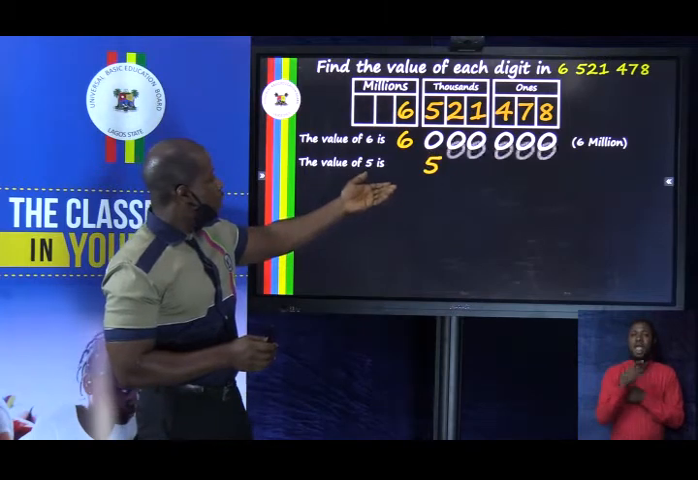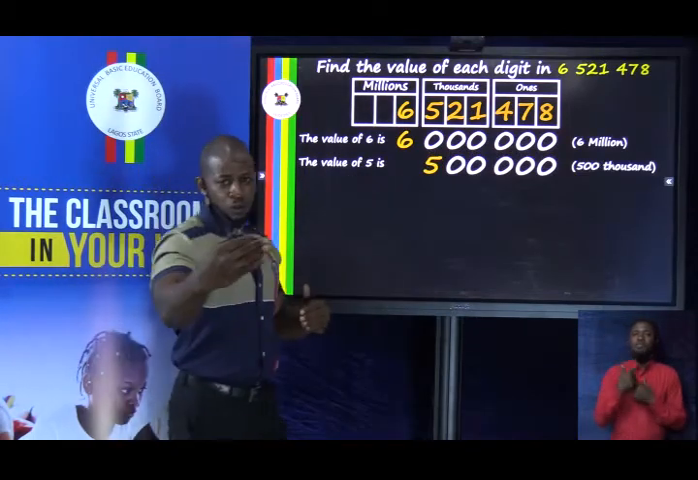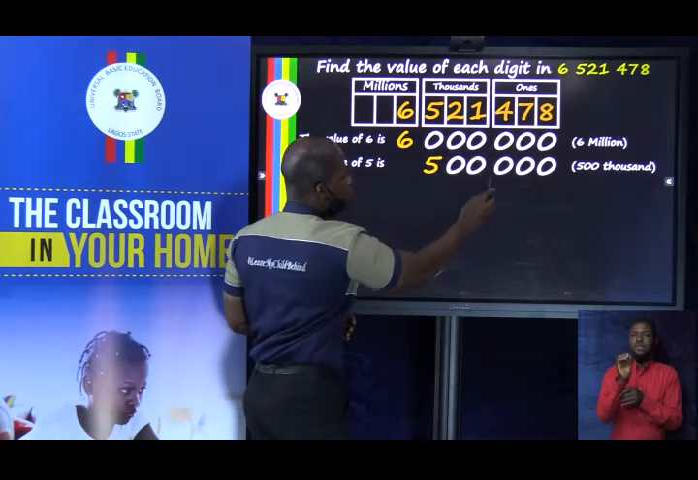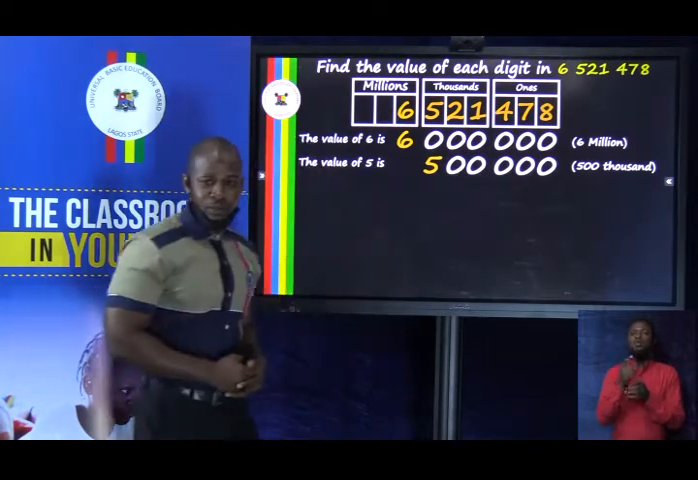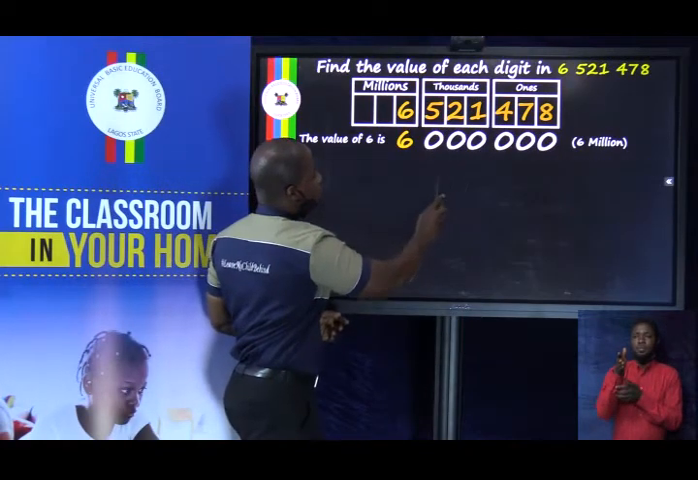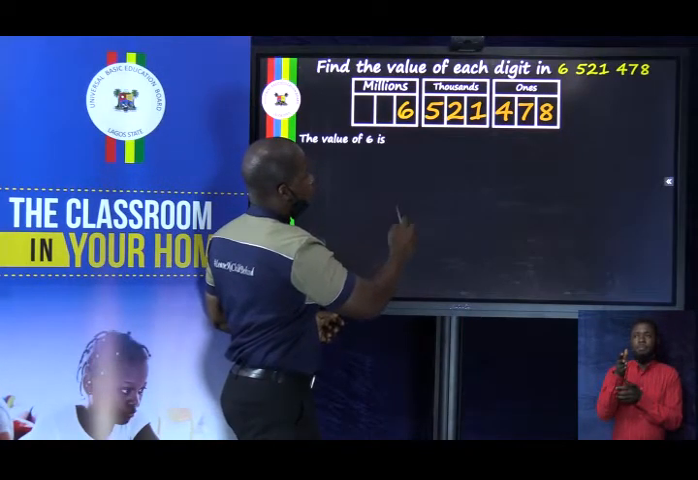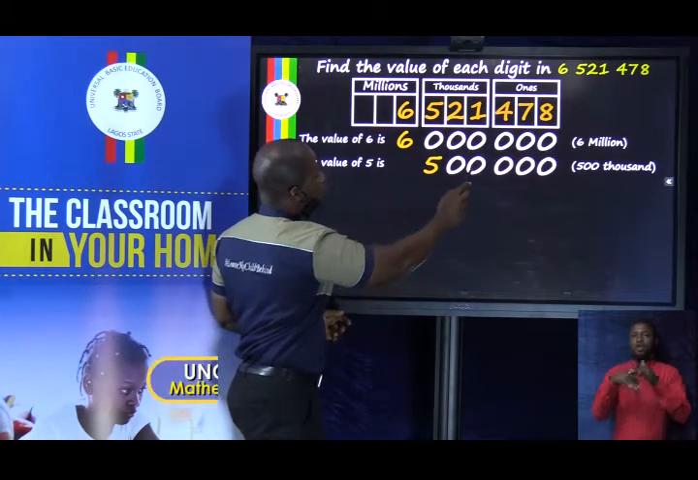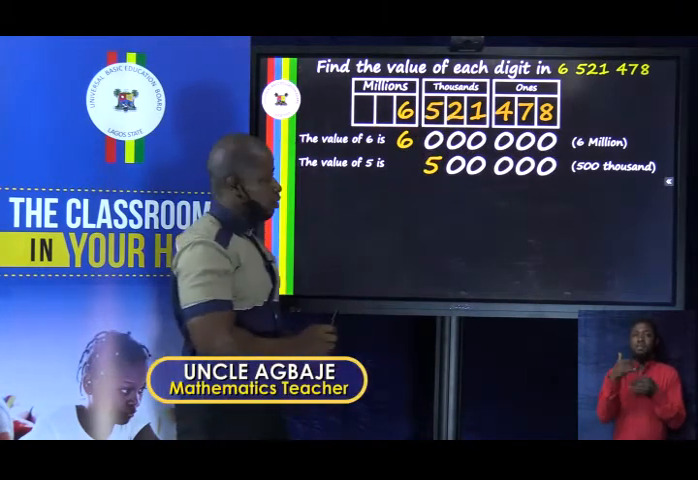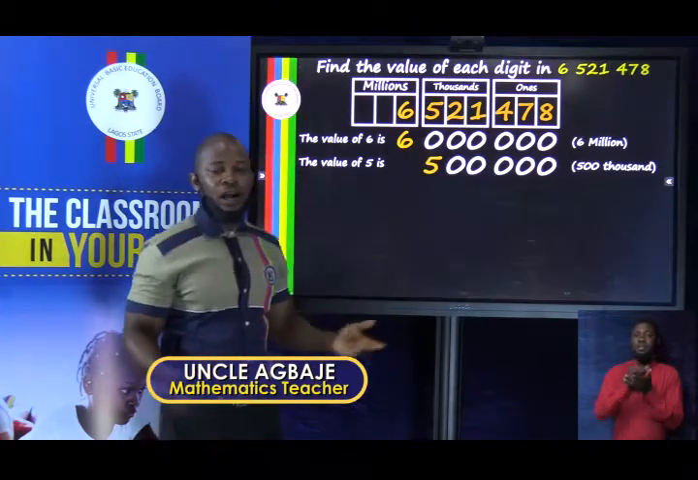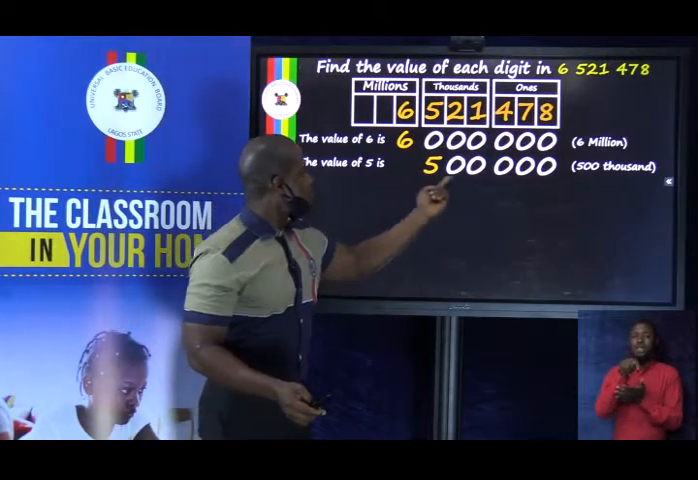Yes, the 5 comes down, and then to the right of 5, you have 5 spaces: 1, 2, 3, 4, 5. So you put 5 zeros. And how do you pronounce this number? Well, 500 here falls under 1,000, and there is nothing after it. So that is 500 under 1,000. So you say that the value of that 5 is 500,000.